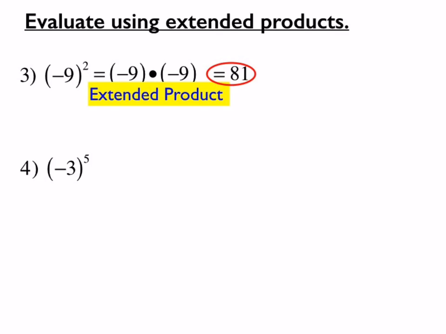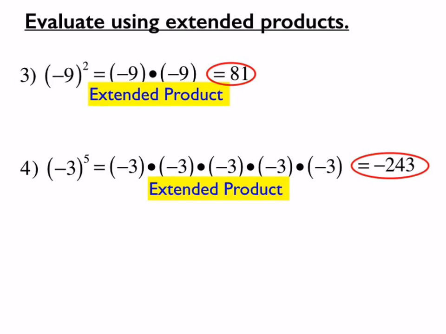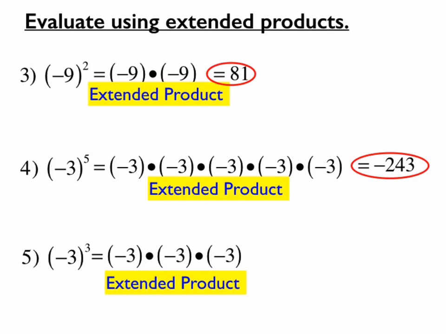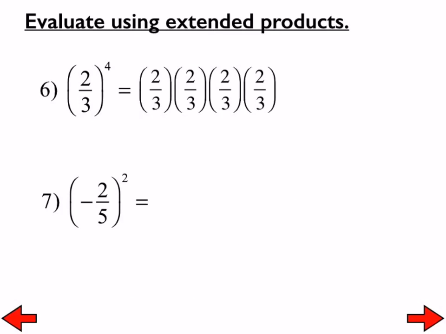All right, number 4, as an extended product, looks like that. When we evaluate that big mass, though, it is negative 243. Excuse me. Number 5, as an extended product, of course, should be this. And when we evaluate, it should be negative 27.